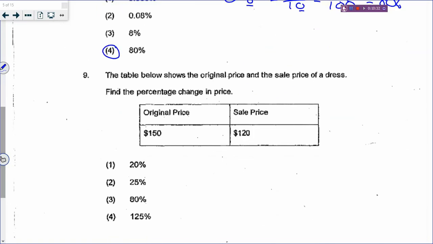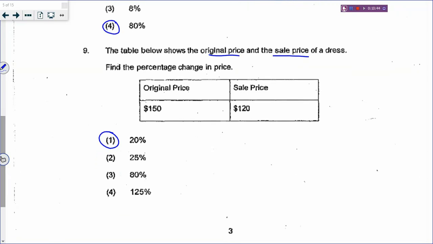Now, question 9, your answer is number 1. So the table shows the original price and the sale price. Now, the original price is always 100% without any discount, and the sale price will be lesser than 100%, right? So, can you find the percentage change in the price? What I usually tell my students is, to find the percentage change, percentage discount, increase or decrease, always try to get your fraction.